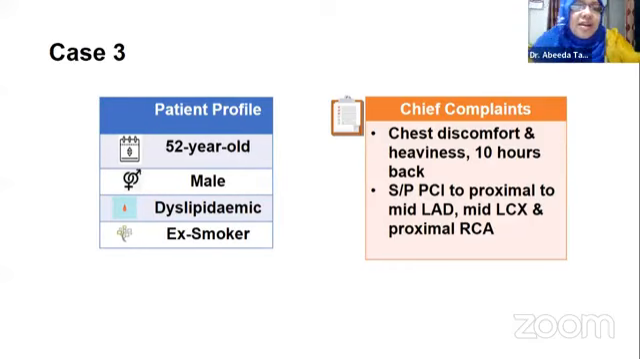My third case is a 52-year-old male, dyslipidemic, ex-smoker, who presented with chest discomfort and heaviness 10 hours back. He previously had PCI to proximal to mid LAD, mid LCX and proximal RCA about 6 years back. During his chest discomfort, he mentioned a sudden severe chest pain, which apparently subsided after taking GTN. Then again, it recurred.